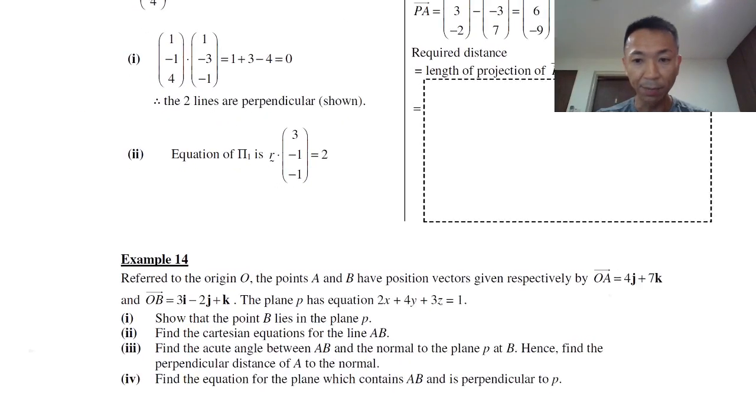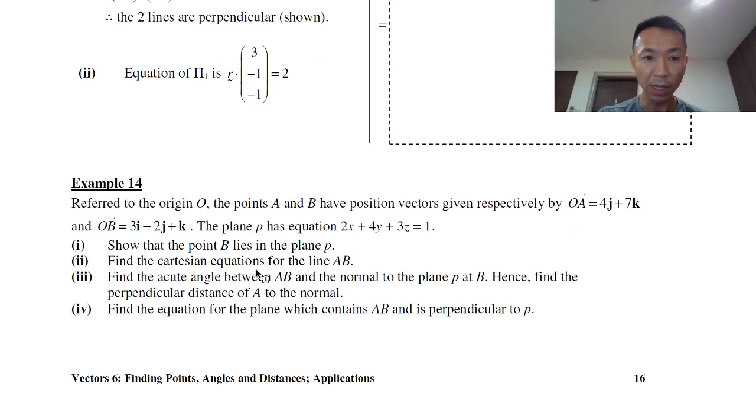All right, example 14 now. Example 14, referred to the origin as O. You have 2 points A and B with these position vectors, right? And you have this plane which has this equation. Usually we will rewrite it later in scalar product form. This is the Cartesian form. Show that B lies in the plane P.